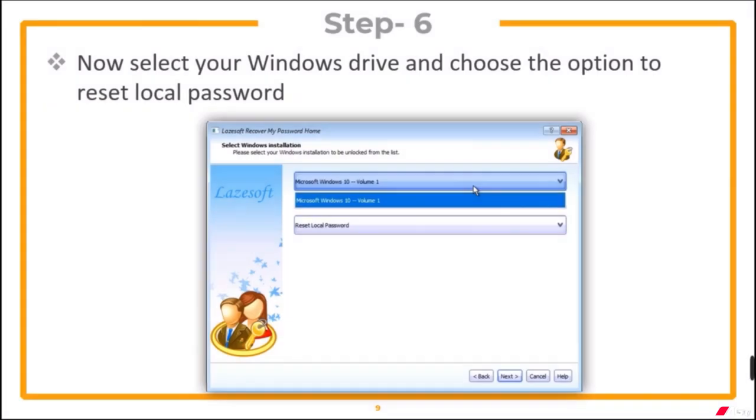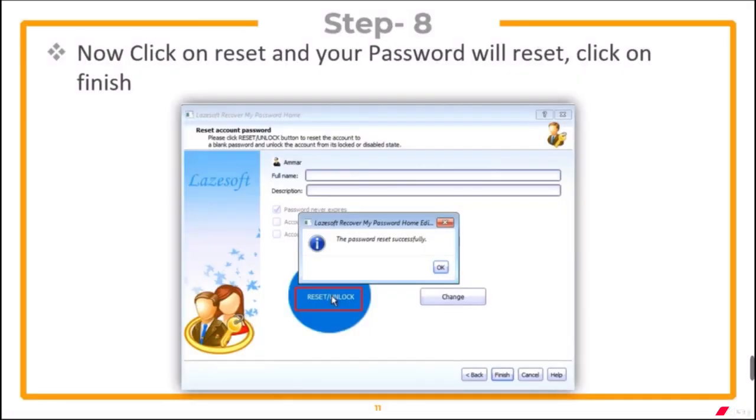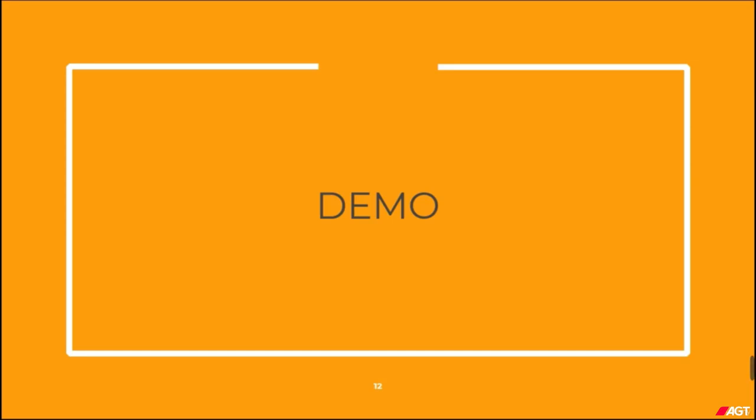Now select your Windows drive and choose the option to reset local password. It will list all accounts. Choose your target account name and click Next. Now click on the Reset/Unlock button and your password will reset, and then click on Finish. Let's see the actual demonstration of the utility.